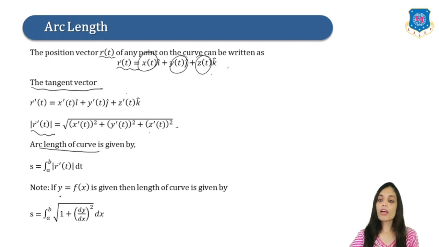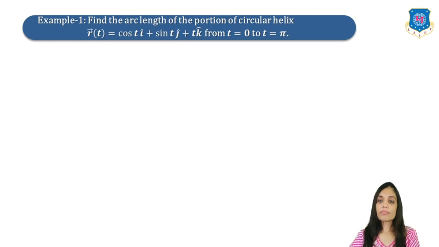Now if my curve is given in this form, that is y is equal to f of x, then the formula of arc length is s is equal to integration from a to b square root of 1 plus dy by dx whole square dx. So if you are given the example in r bar of t form, then use this formula. And if you are given the example in the form of y is equal to f of x, you have to apply this formula. So now let us study an example.